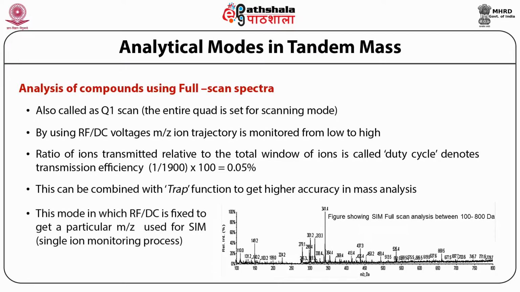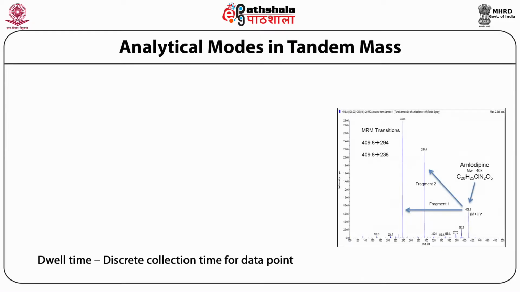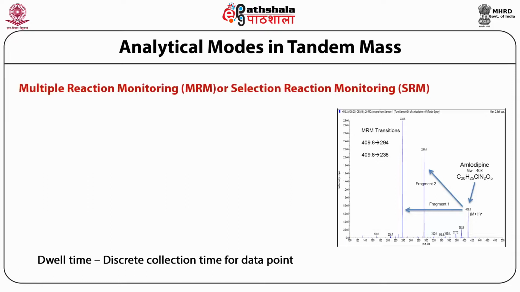In this mode, the RF and DC voltage is fixed to get a particular mass to charge ratio, that is a particular ion which is selected, used for SIM, single ion monitoring, as I already explained. The scan you are seeing here is monitored from 100 to 800 Daltons to see different types of peaks which are coming. What you see here is multiple reaction monitoring, or MRM, or selected reaction monitoring.